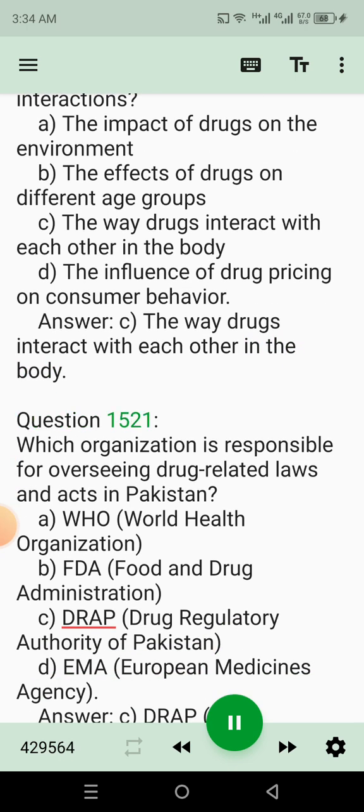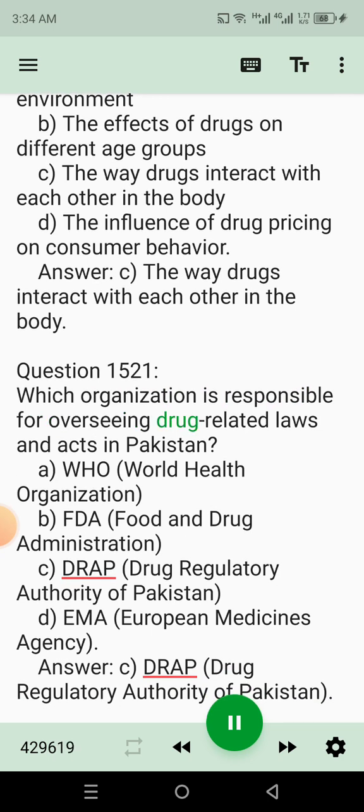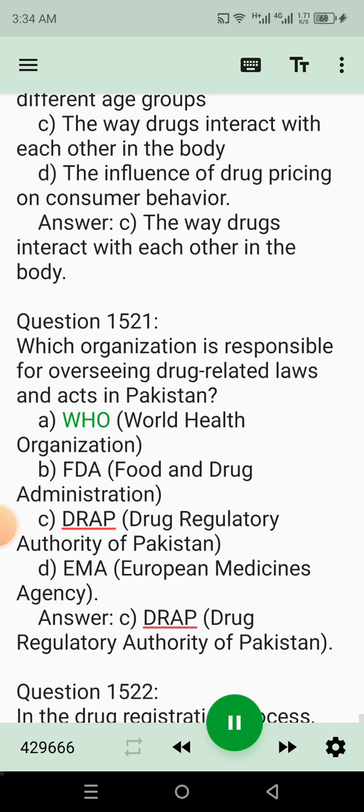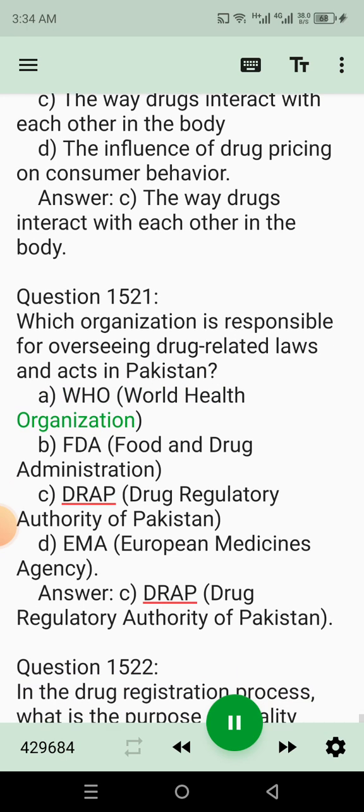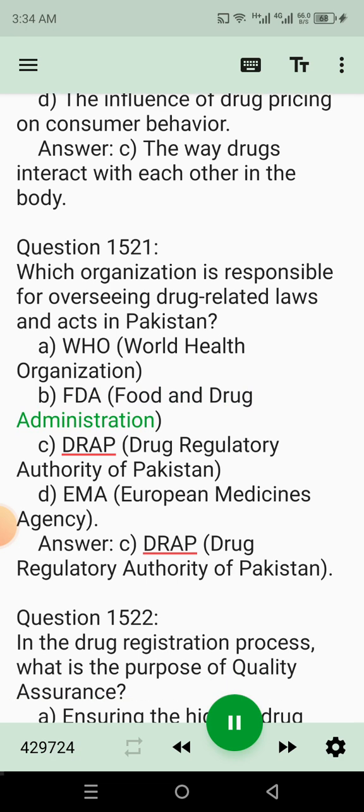Question 1521. Which organization is responsible for overseeing drug-related laws and acts in Pakistan? A. WHO, World Health Organization. B. FDA, Food and Drug Administration. C.